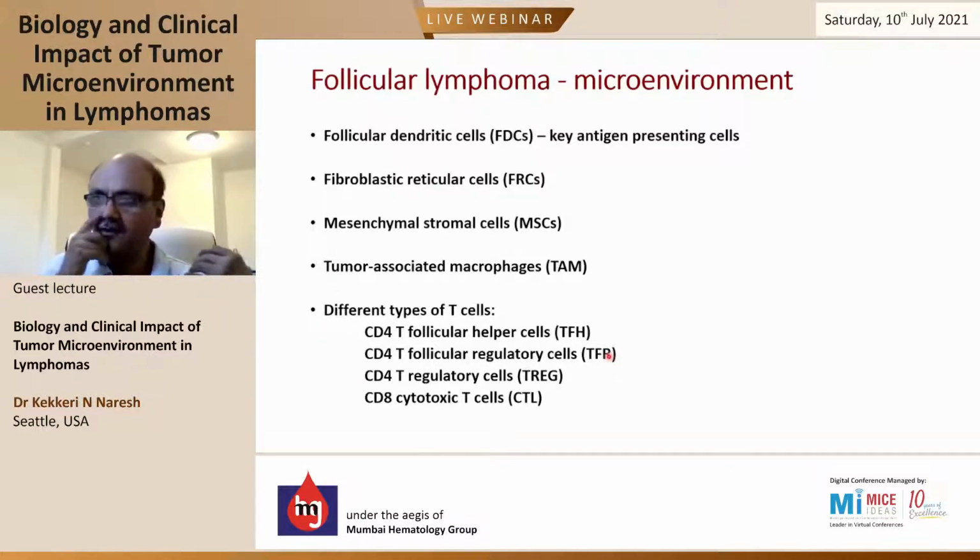If you take a normal reactive germinal center and do a CD3 stain, you will see nearly 20% of the cells are T cells. And this can be exaggerated, sometimes in the reactive follicle and sometimes in follicular lymphoma. More than 50% of the lymphoid cells within the follicle can actually be T cells. And they are a mix of various types of T cells. You have the follicular helper T cells, follicular regulatory cells, the regular Tregs, FOXP3 positive Tregs, and then you have cytotoxic T lymphocytes.